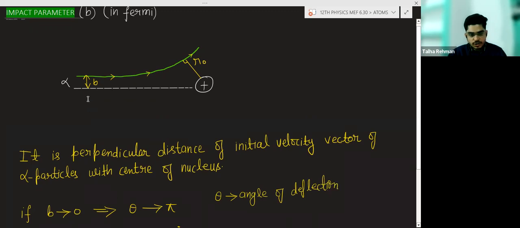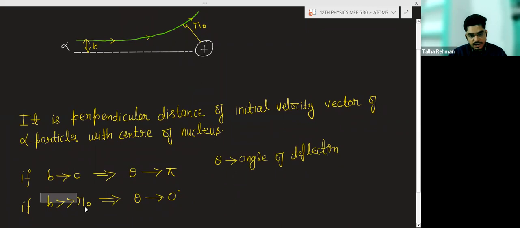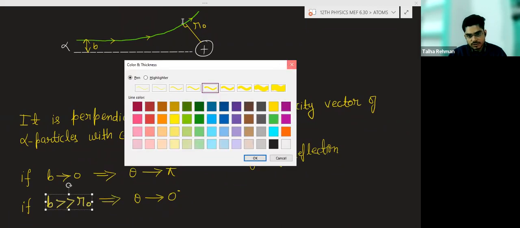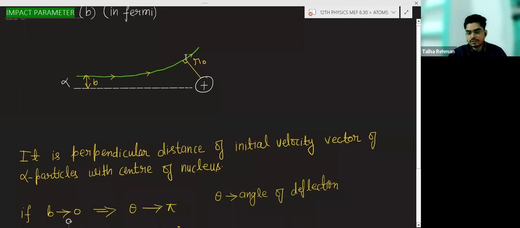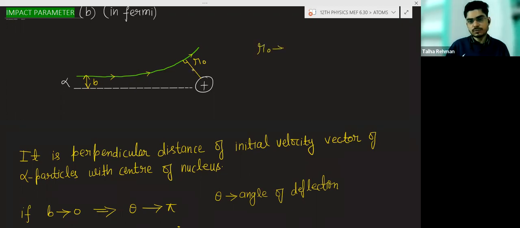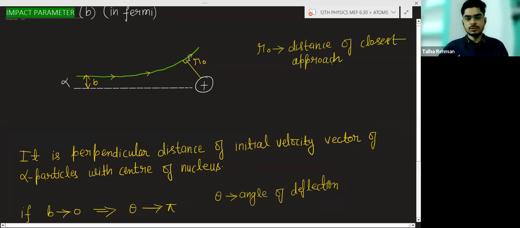Okay. Now suppose b is much greater than R naught. This distance is R naught. If the alpha particle will be here, then this perpendicular distance will be the distance of closest approach. R naught is the distance of closest approach.